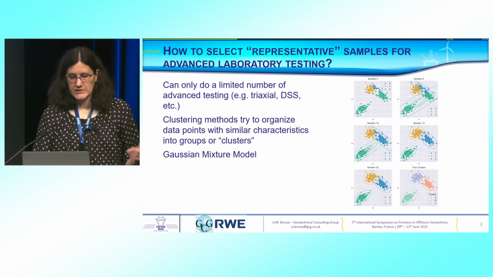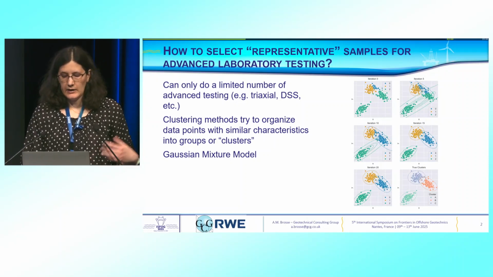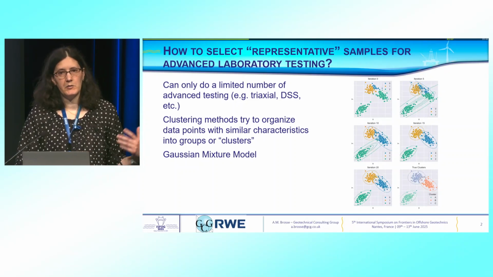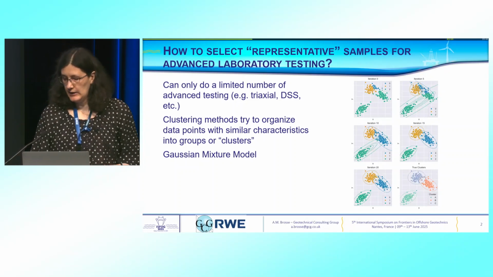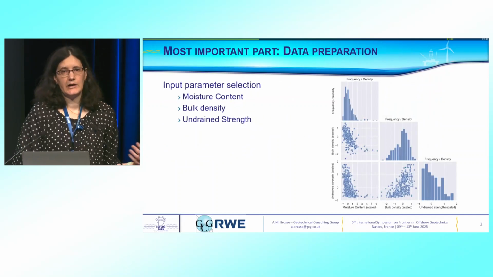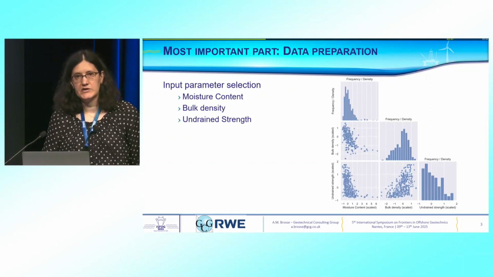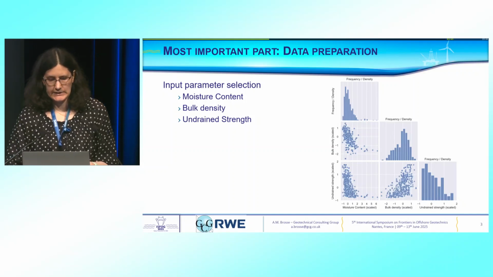In this presentation, we're looking at a method which is called a Gaussian mixture model. This method and many others are available in open source Python libraries. And that's why, in my view, the most important part of the analysis is actually preparing the data for the input into the algorithm. That's where the geotechnical inputs come in.